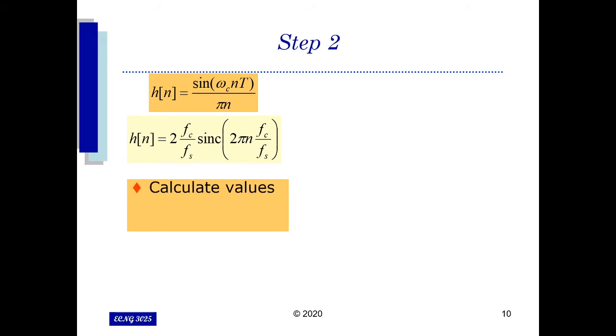We then, because we have h of n here, and we know the range of n going from -5 to positive 5, we need to calculate all those values from n equal -5, n equal -4, go all the way up to n equal positive 5.